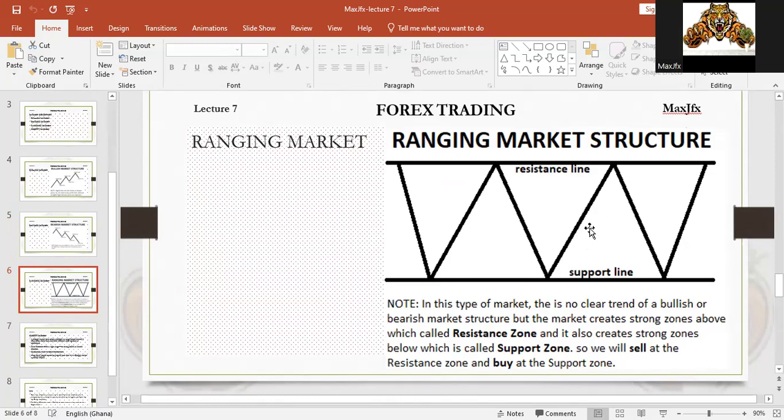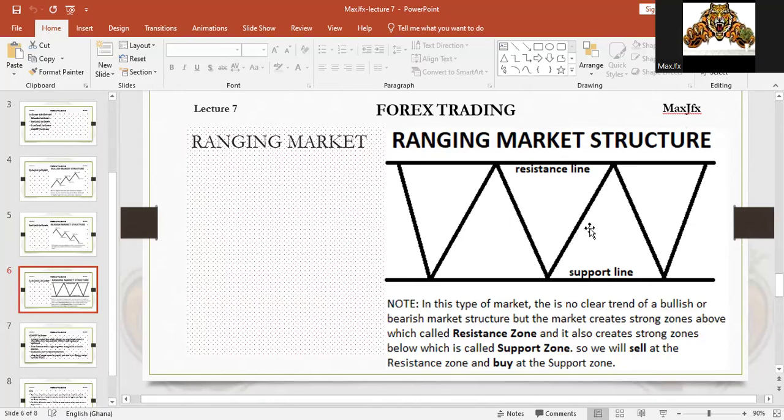All right. So the next one is the ranging market structure. As I said, it moves in a price range. When you look at the notes that I wrote, it says that in this type of market, there is no clear trend of a bullish or bearish market structure, but the market creates strong zones above, which is called the resistance zone, and it also creates strong zones below, which is called the support zone.